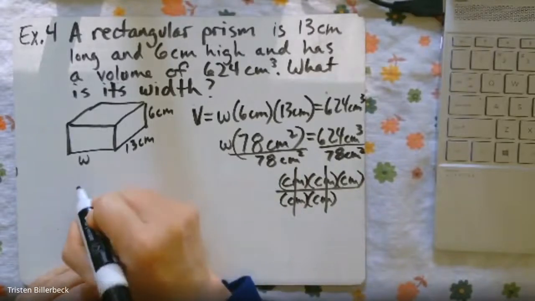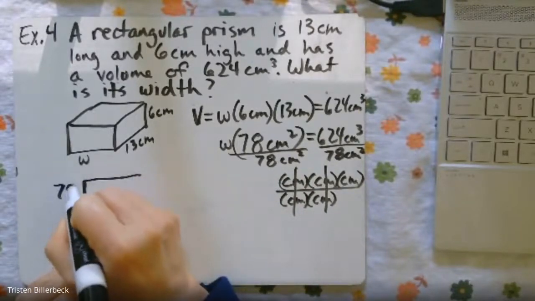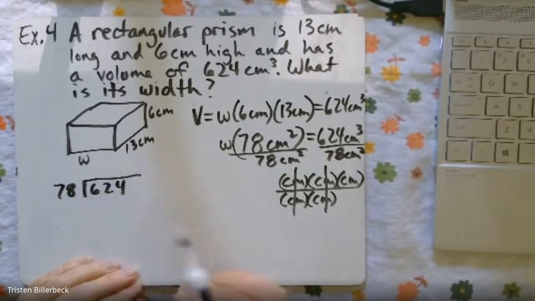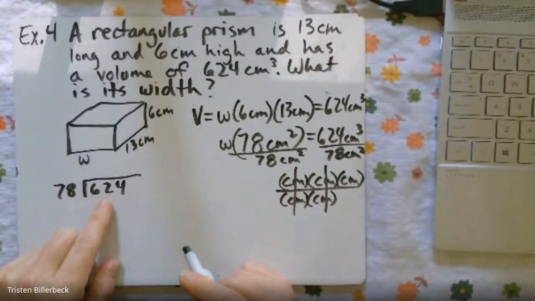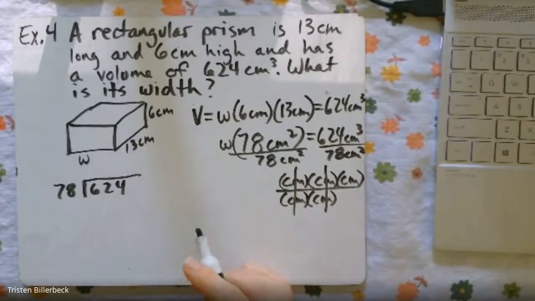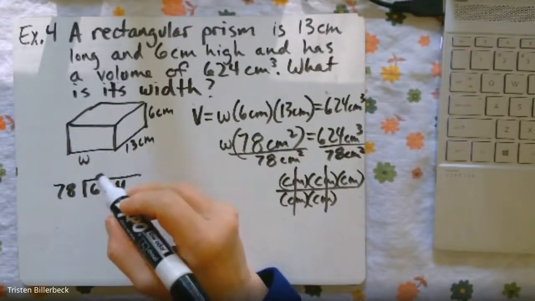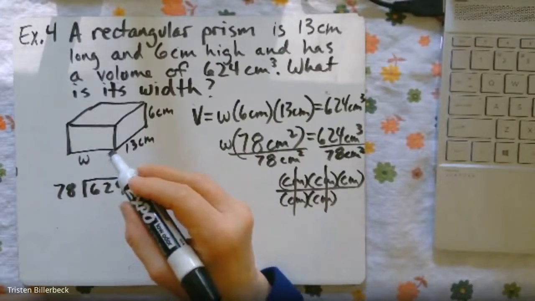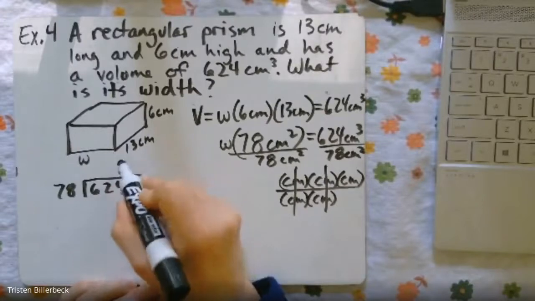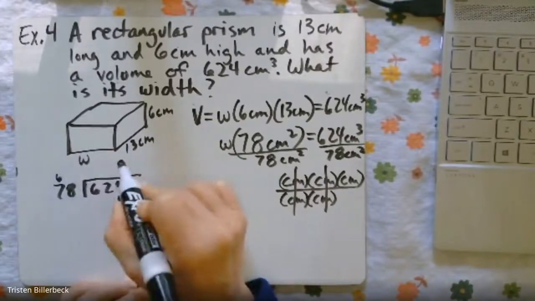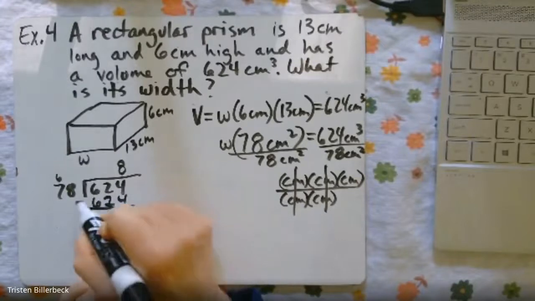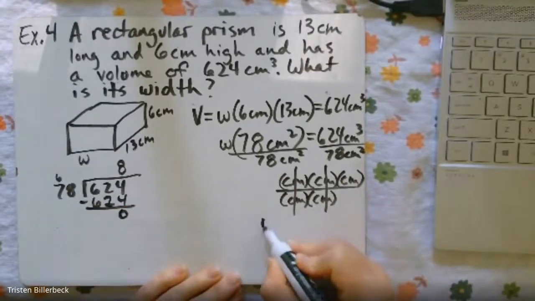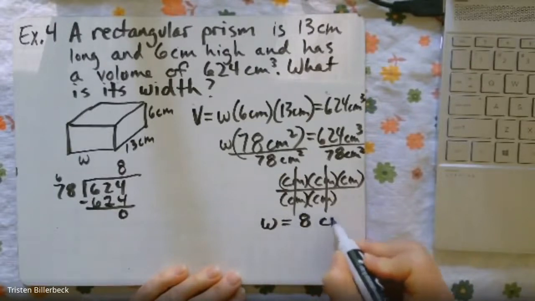So top dog goes in the house. We have 78, and we're going to divide by 624. If we round this to 80, the nearest number that 80 would go into is 640, then that would go in about 8 times, because 8 times 8 is 64. So let's try 8. 8 times 8 is 64, carry a 6. 8 times 7 is 56, plus 6 is 62. Well, look at that. We got it right off. So that means that W is 8 centimeters.